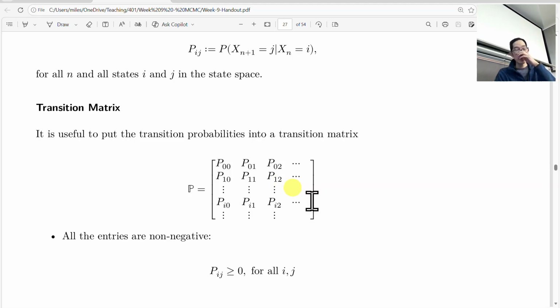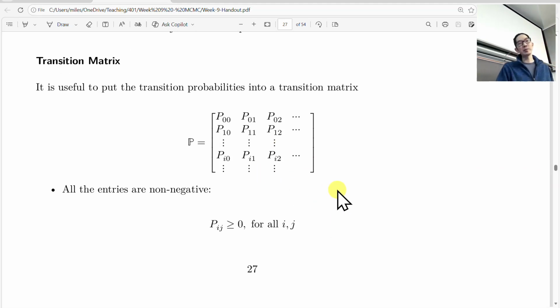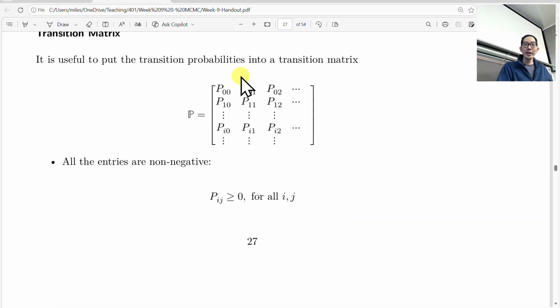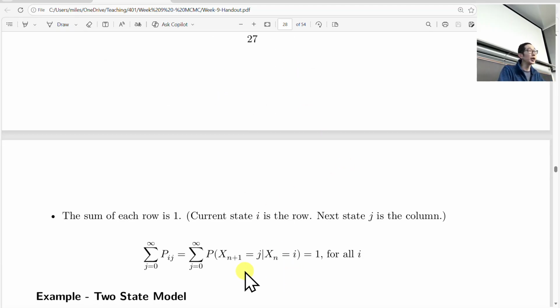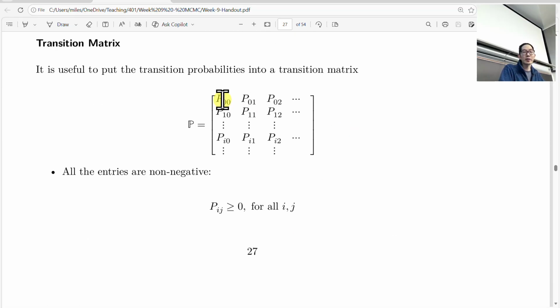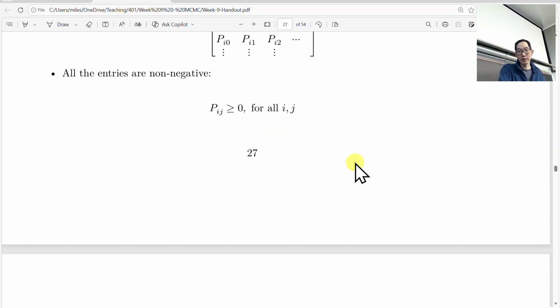All of these are probabilities, so they have to be between 0 and 1. They're all non-negative. And the sum of each row of probabilities adds up to 1, because this defines everywhere you can go if you start off at state 0. If you start off at state 0, you have to go somewhere. So each row adds up to 1, because if you start off at state i, you have to end up somewhere at the next time.